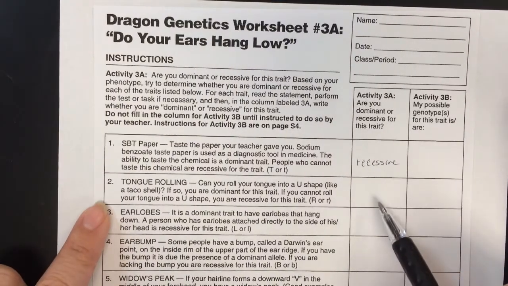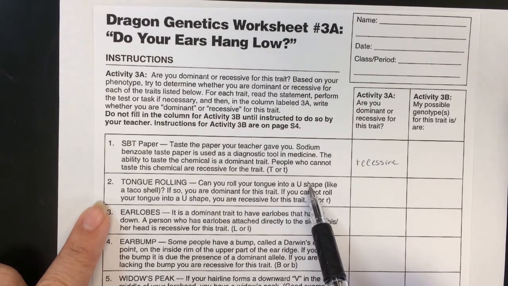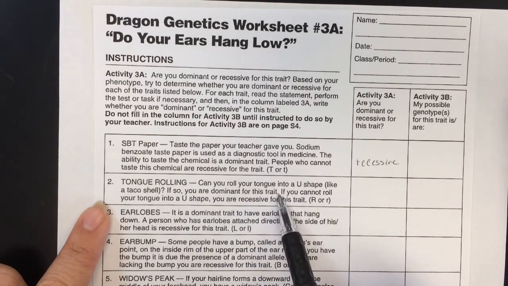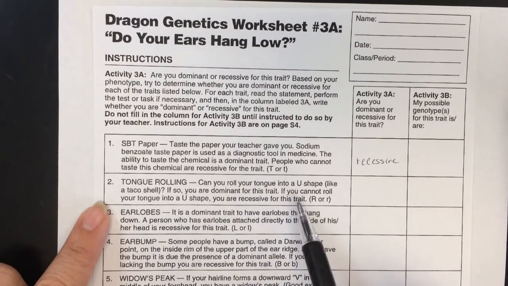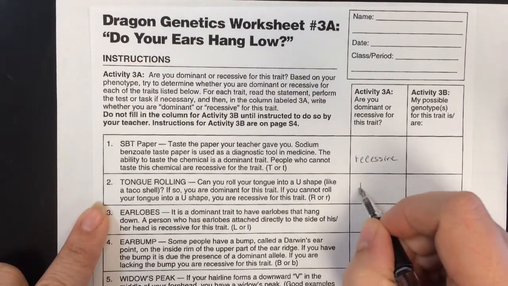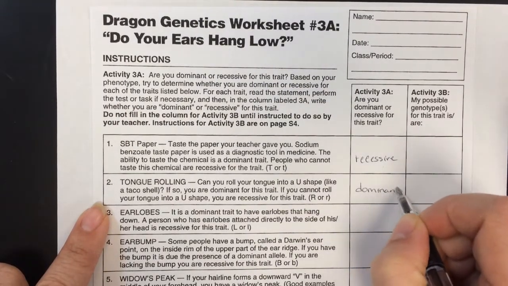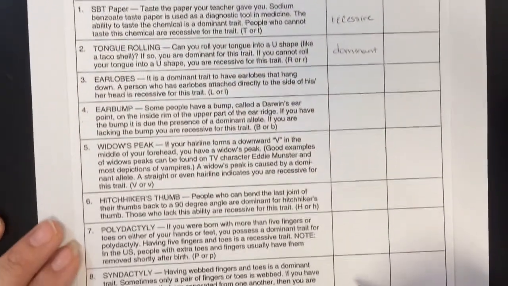I'm then going to go to the next one, which is tongue rolling. Can you roll your tongue into a U shape like a taco shell? If so, you're dominant for this trait. If you cannot roll your tongue into a U shape, you are recessive for this trait. I actually have the ability to do that. You're welcome to come ask me and I will demonstrate. So I am going to put dominant. Now you're going to go through this whole column on your own.